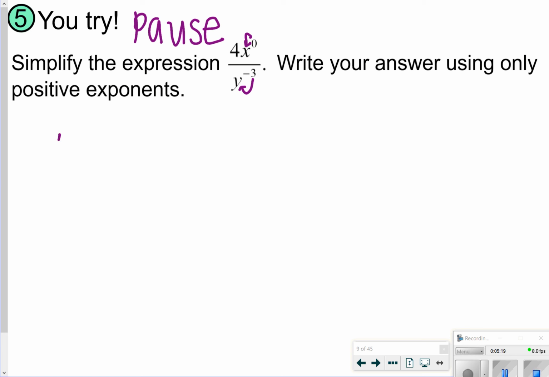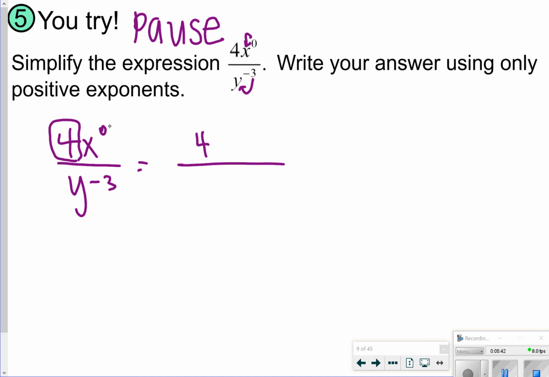Alright, what I did here, I rewrote this in my notes as 4x to the 0 power over y to the negative 3rd. And then when I start to rewrite this, I always just rewrite my fraction bar and start with just one thing at a time. The first thing I'm going to start with is the number 4. The number 4 doesn't have any exponents with it, so I'm going to still keep it on top. Then I go to x to the 0. x to the 0 is going to be equal to 1, so I'm just going to write 4 times 1. Now that I'm done with those, I'm going to cross them off, so I know that I don't have to worry about them again.